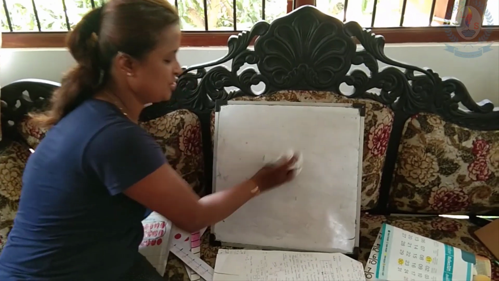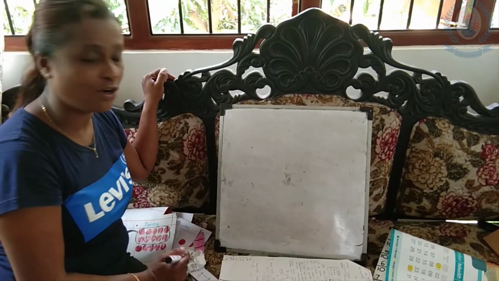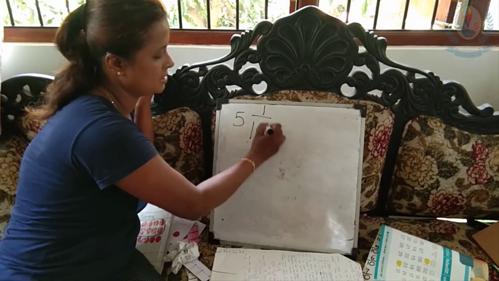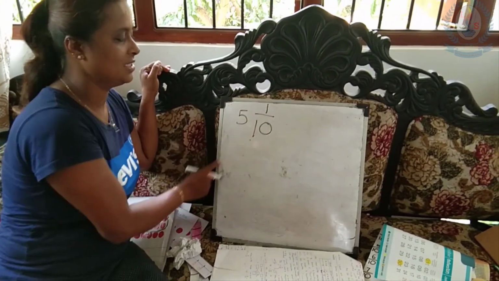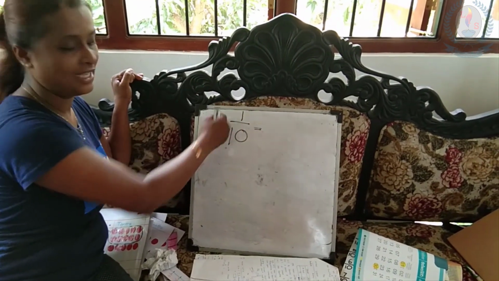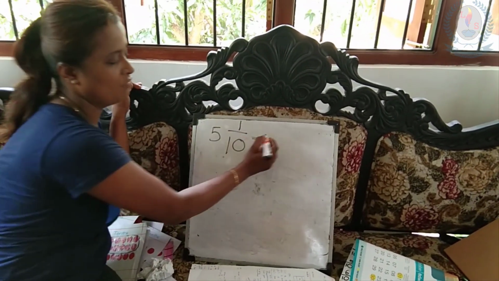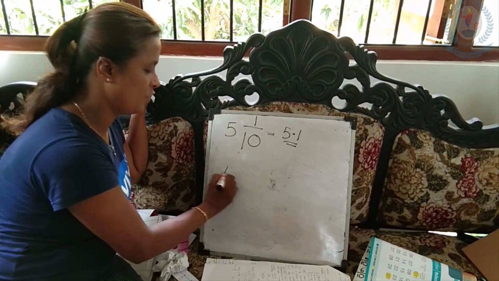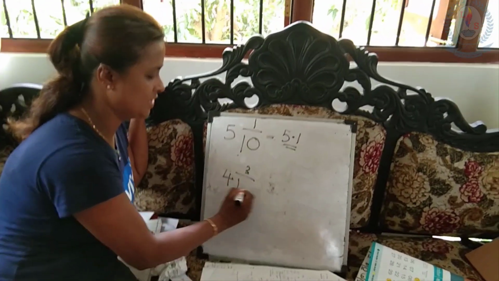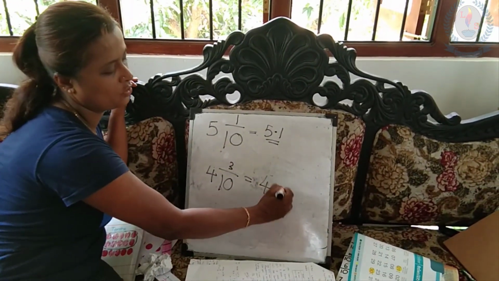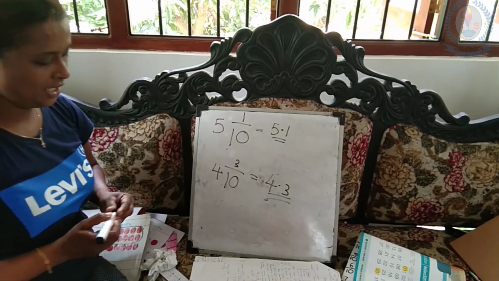And now I will tell you the easy short method. Look at this. The tenths are there. We will enter the decimal point in between 5 and 1. 5.1. 4 and 3/10. You can write it as 4.3.